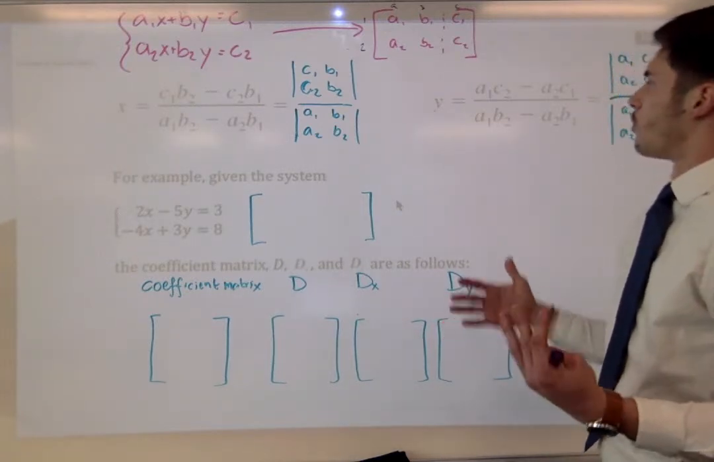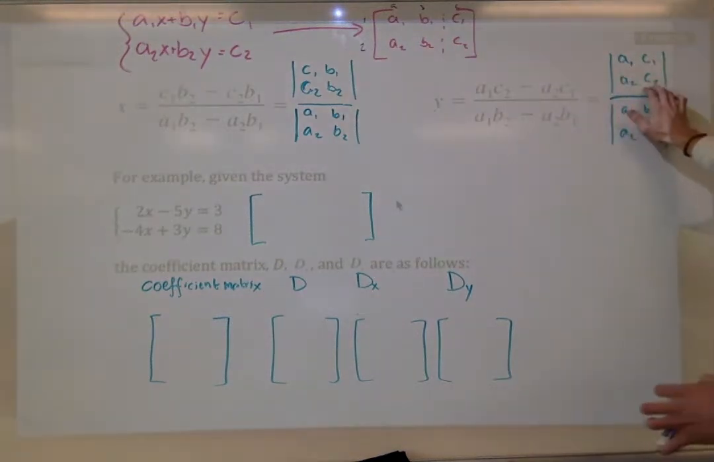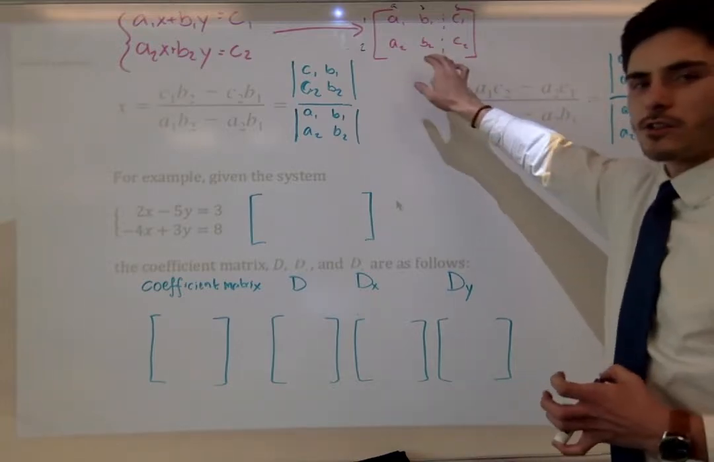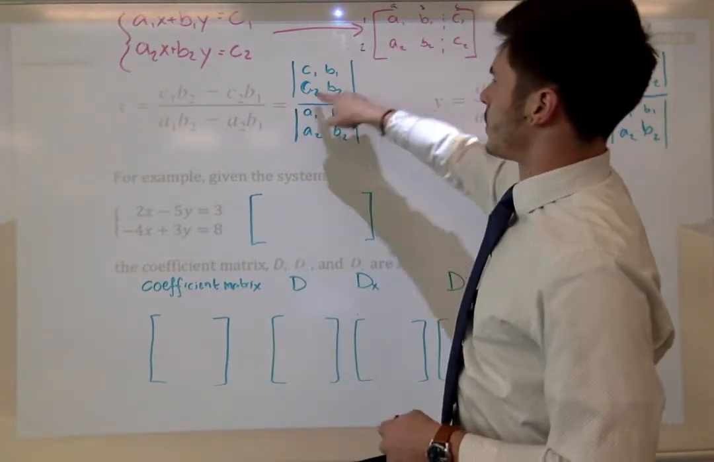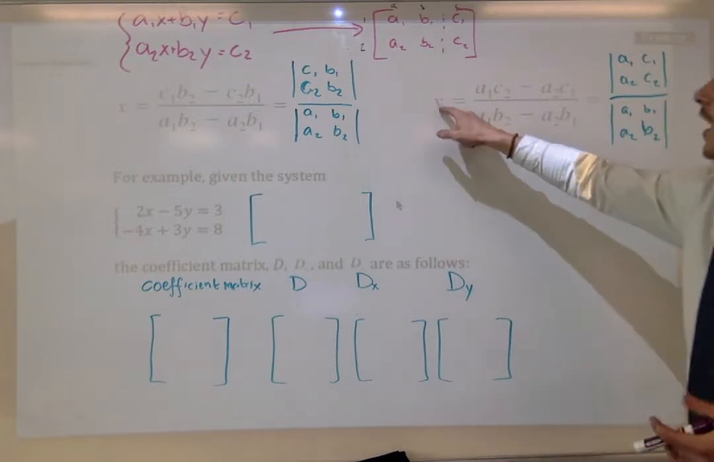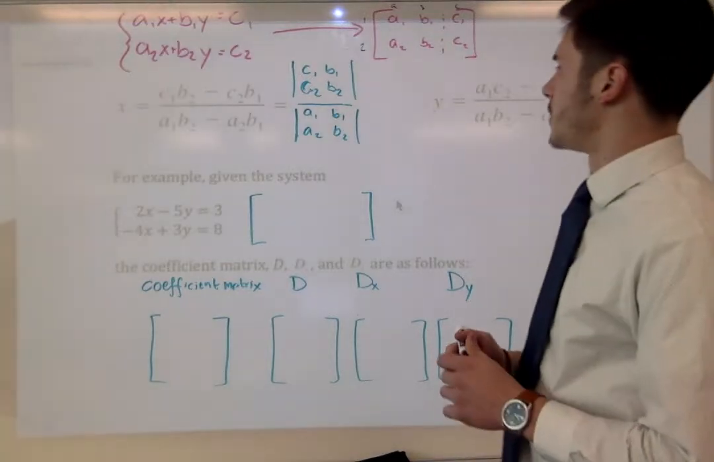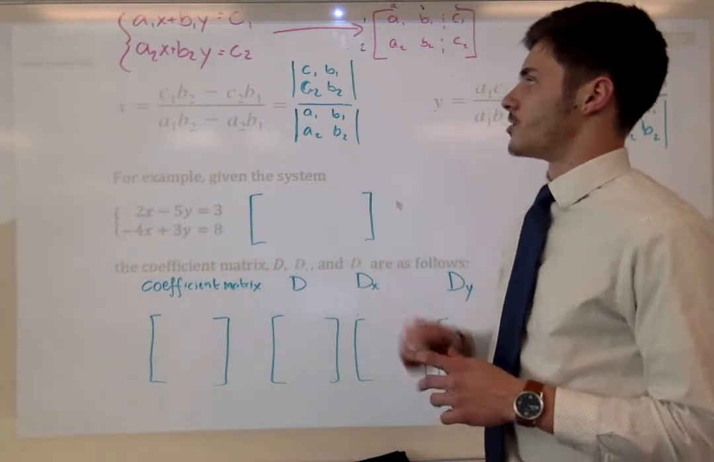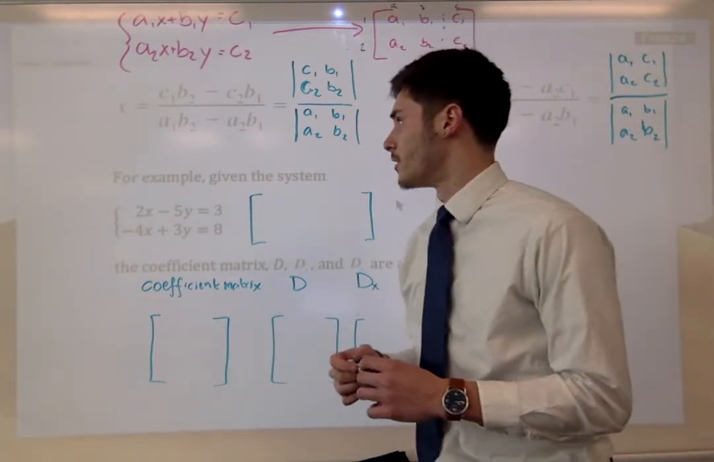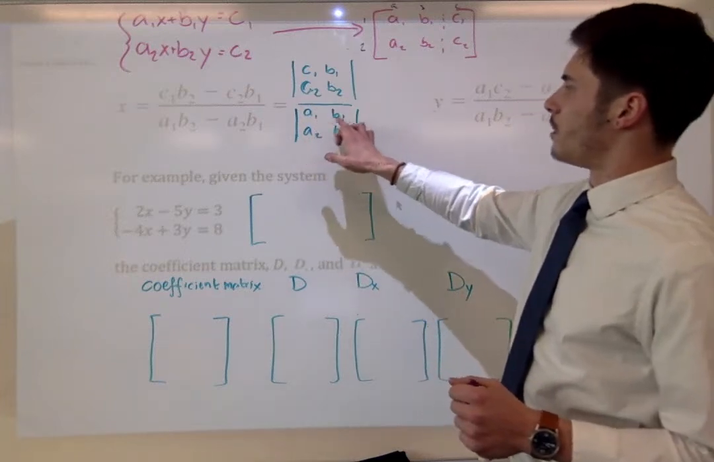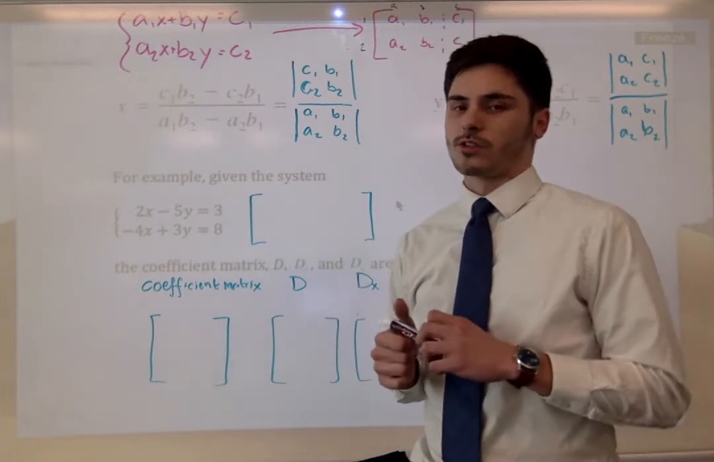Similarly, when we find the y values, we take the C column and we replace it with the B column because those are the y coefficients. So notice how when we're looking for x, we replace the A column with the answers. Then when we're finding the y, we replace the B column with the answers, with the solutions. And in the denominator of both is the coefficient matrix. And we will establish exactly what that is down here, but I believe we've talked about it already. So that's just going to be A1, B1, A2, B2. And that will be the denominator in both of our solutions.